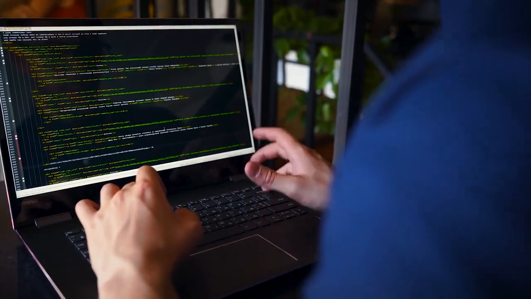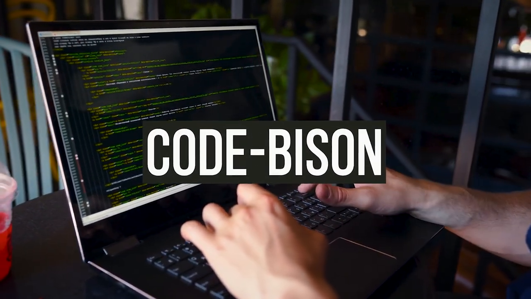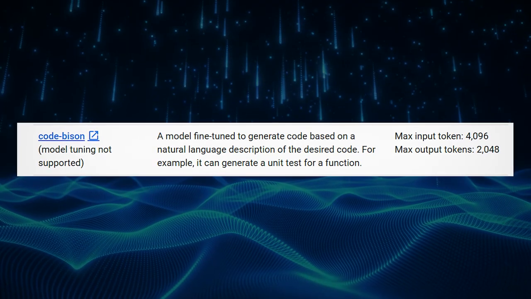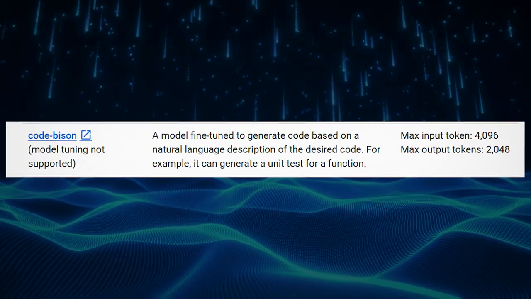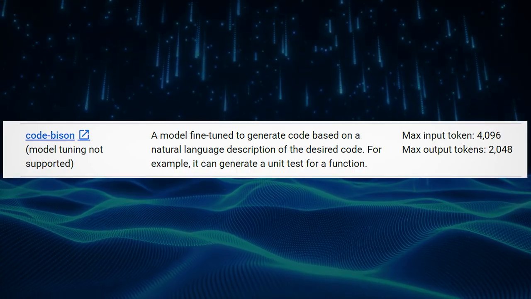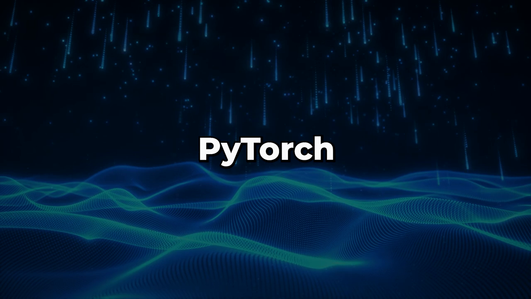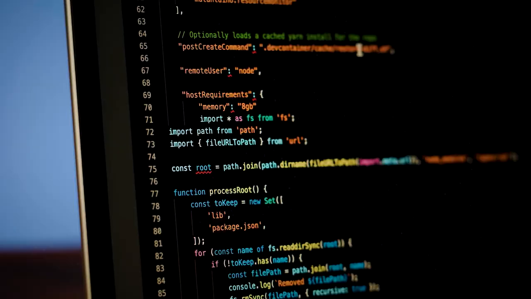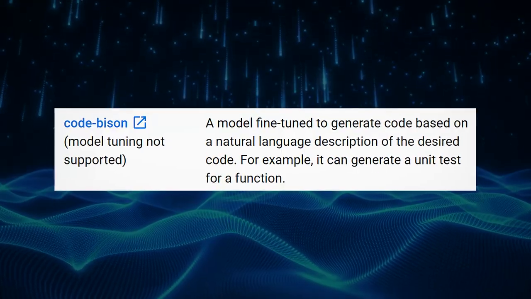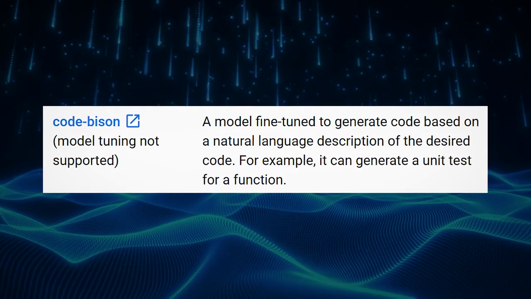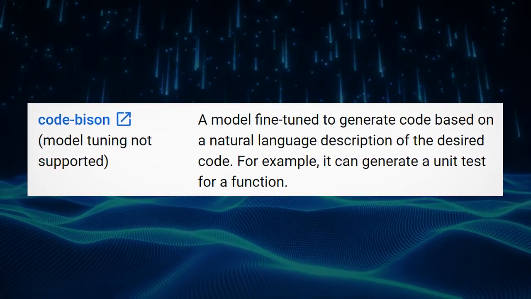When it comes to code generation, Vertex AI's generative AI support includes Code Bison. This remarkable feature generates code snippets for a multitude of programming languages and frameworks, making it a versatile tool for developers. Whether you're working with Python, Java, TensorFlow, PyTorch, or other popular frameworks, Code Bison can generate code tailored to your requirements. Additionally, it can generate code documentation and comments, streamlining the coding process and improving code quality.